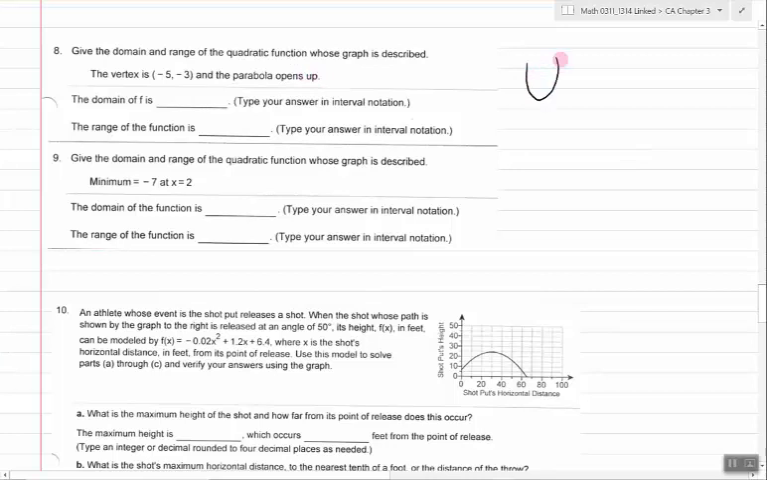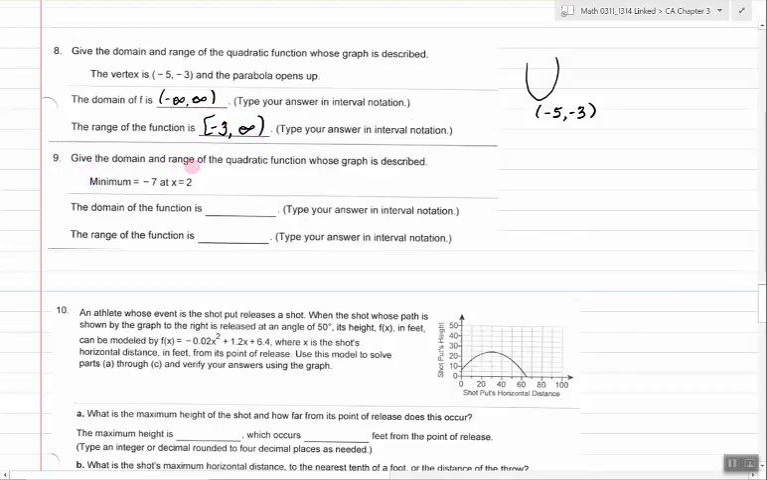It is helpful to me to visualize it. This is the point, -5, -3. The domain, always negative infinity to positive infinity. The range, bottommost y to topmost y, -3 to infinity.